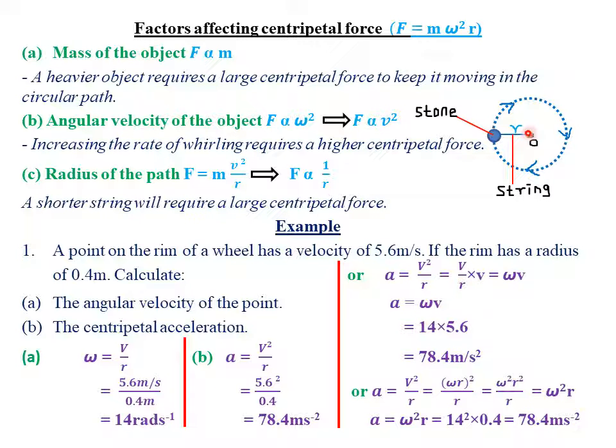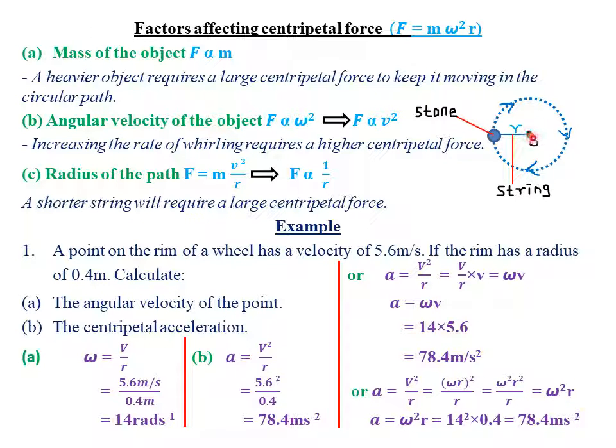You can actually try this experimentally. Just take a stone, tie it on a small rope or a thread, then start rotating it in a circular path. You will realize that if the length of that rope is very short, you will require a very large centripetal force in your hand in order to keep that stone rotating in that circular path. But if the length of the string, or the radius, is large, you will require a very small centripetal force in order to keep it rotating in a circular path.